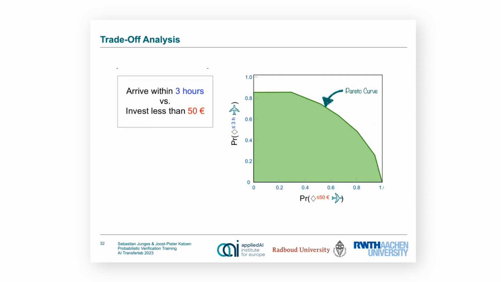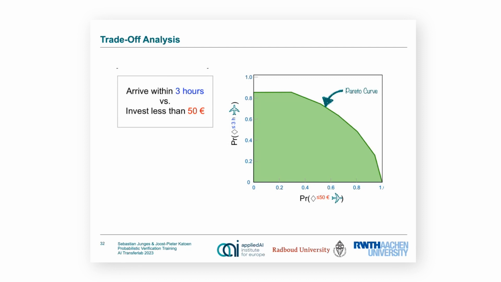Good. And you can imagine that these objectives can sometimes be conflicting. So actually this is a kind of trade-off analysis. Here is a very small example. You would like to arrive at the airport within 3 hours, but your budget is 50 bucks. So you would like to invest less than 50 euros. This is a trade-off, and you see this trade-off in this plot. You see the probability to reach the airport within 50 euros on the x-axis, and you see the probability to reach your flight on time within 3 hours on the y-axis.